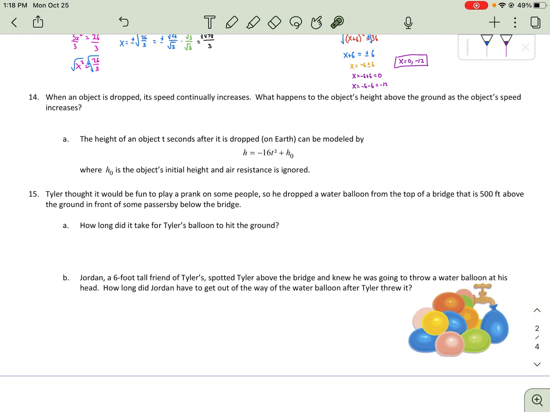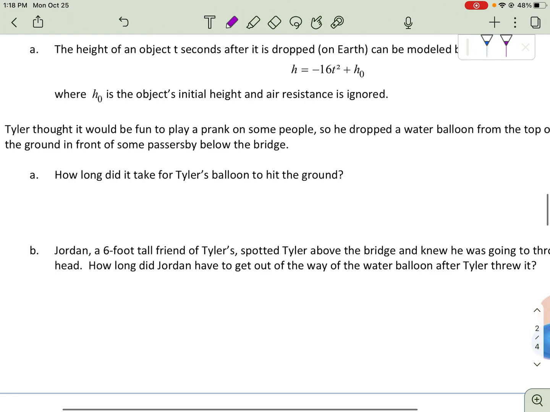So this says, Tyler thought it would be fun to play a prank on some people, so he dropped a water balloon from the top of a bridge that is 500 feet above the ground. So this is our h sub 0. So we're going to plug that in right here. How long did it take for Tyler's balloon to hit the ground? Well, that's when the height is 0.